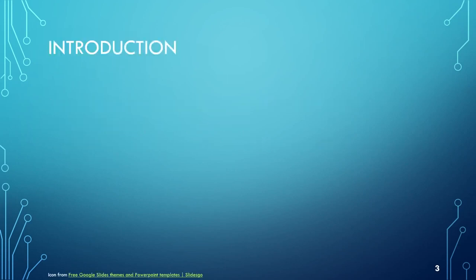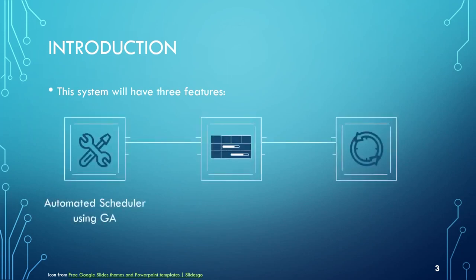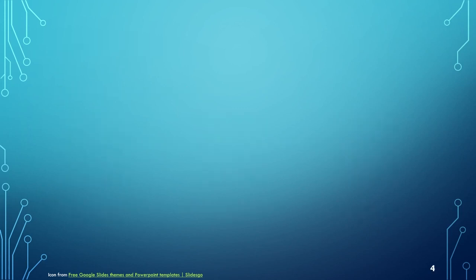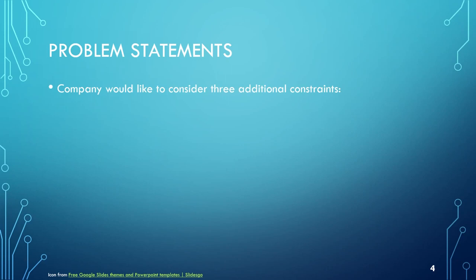The system will have three major features, which are the automated scheduler using genetic algorithm to generate production schedule automatically, the system visualization tool to view the schedule, and the rescheduler that lets the user reschedule the schedule. However, there are some problems in the existing system. First of all, the company would like to consider more constraints in order to produce a more accurate schedule.